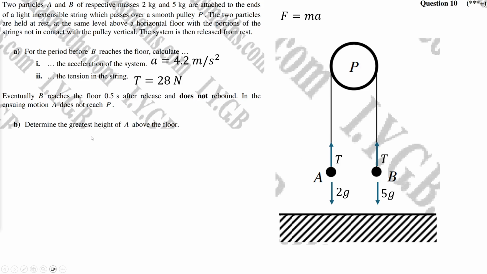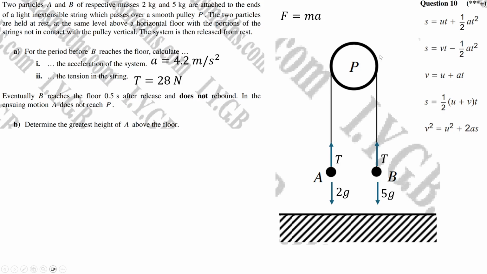We want to determine the greatest height A reaches above the floor. This is very similar to question 5 that we did in part 1. Anyways, we've got SUVAT here, and we want to find the displacement. Now you see, we don't know the displacement of B from the ground, because it doesn't tell us, but we can find it because we're given time.